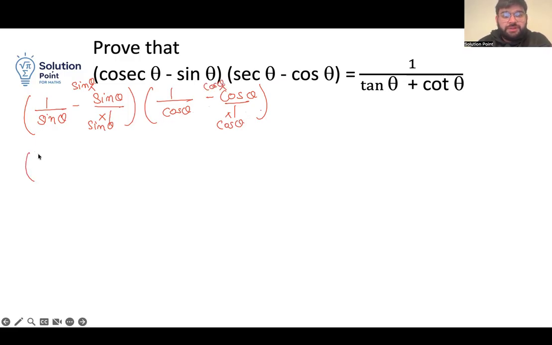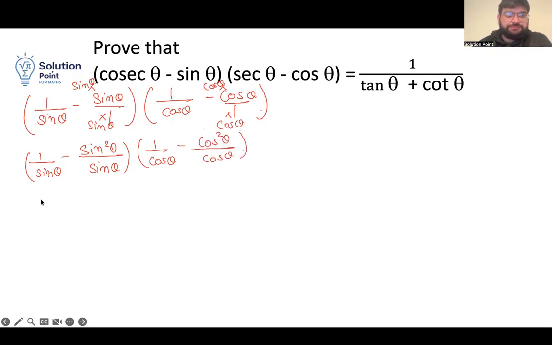So this will become 1 over sine theta minus sine theta times sine theta, which is sine squared theta, over sine theta. And this will be 1 over cos theta minus cos theta times cos theta, which is cos squared theta, over cos theta. So I can write this as (1 minus sine squared theta over sine theta) times (1 minus cos squared theta over cos theta).